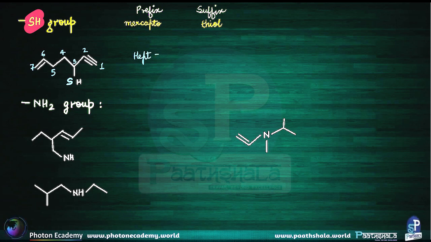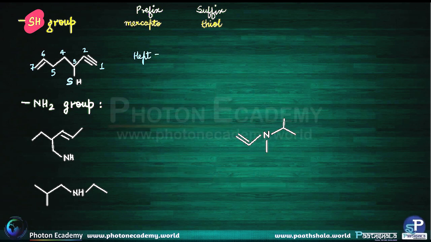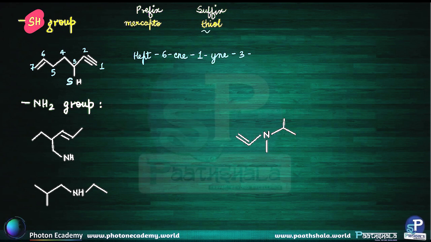Now at 6 we have the double bond, so 6-ene. Then at 1 we have the triple bond, so 1-yne. And then at 3 we have our SH group present, that is the thiol, so we call it 3-thiol. So this is the IUPAC name of this particular compound. Okay, hept-6-en-1-yne-3-thiol.